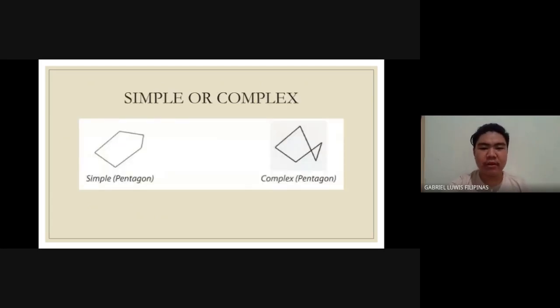Simple or complex: a simple polygon has only one boundary and never crosses over itself, while a complex polygon intersects itself. As we can see in the picture, the simple polygon doesn't have a crossing line, while on the other hand, the complex polygon intersects itself.